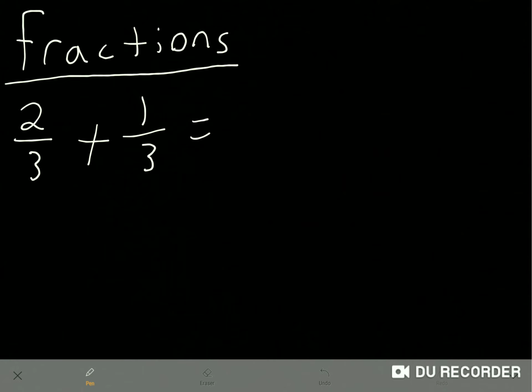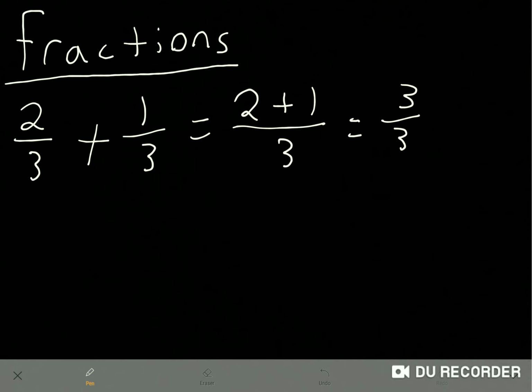Now we know the top numbers are called the numerators and the bottom numbers are called the denominators. So when we add, if they have the same denominator, or the bottom number, then all we need to do is add the top numbers. So the math we would do might look something like this. We'd actually be doing 2 plus 1 over 3, which would give us 3 over 3.